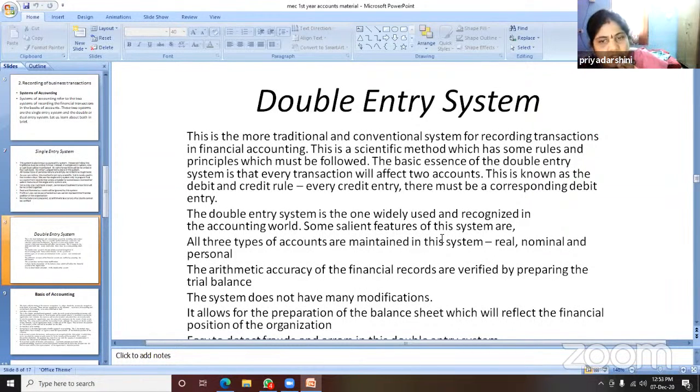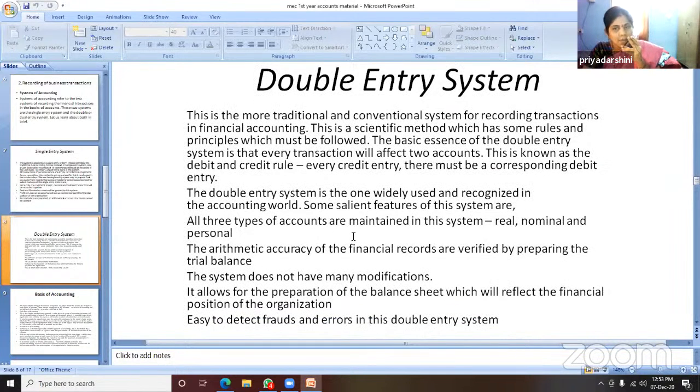All three types of accounts are maintained in this system. Double entry system is a systematic recording of transactions. The salient features are all three types, that is real account, nominal account and personal account. The arithmetical accuracy of the financial records is verified by preparing the trial balance. Here the complete accounting cycle is followed. The arithmetical accuracy comes from trial balance.